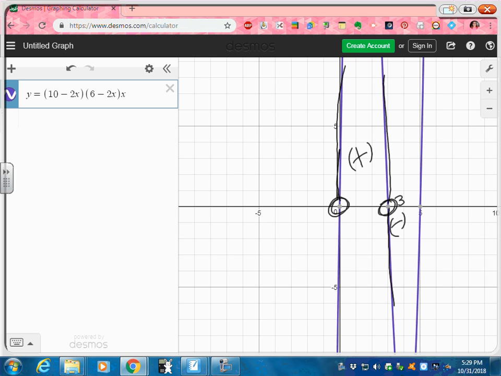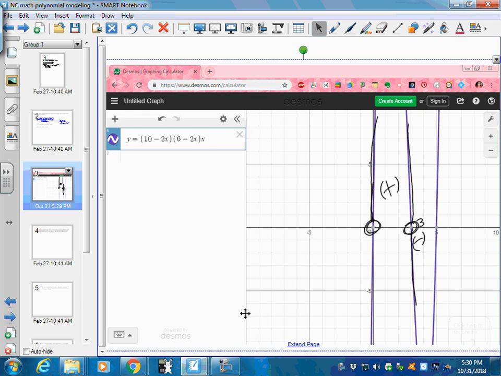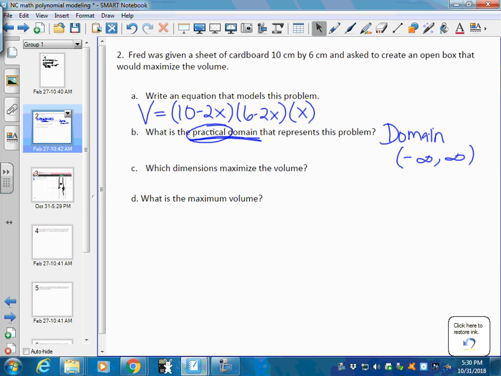The volume is positive from 0 to 3. After that, it goes negative, and then it just keeps going forever. So that's not a valid answer, because after you go to 0, you can't go back up to it after you go negatives. So 0 to 3 would be our practical domain. So 0 to 3. I do parentheses because we're not including 0 and 3. So also you could write it 0 less than x less than 3. So you understand it's everything in between 0 and 3.